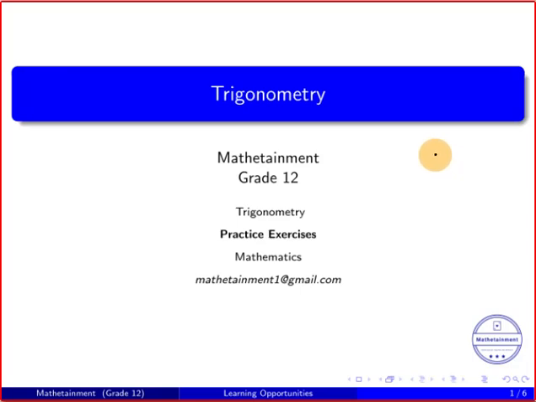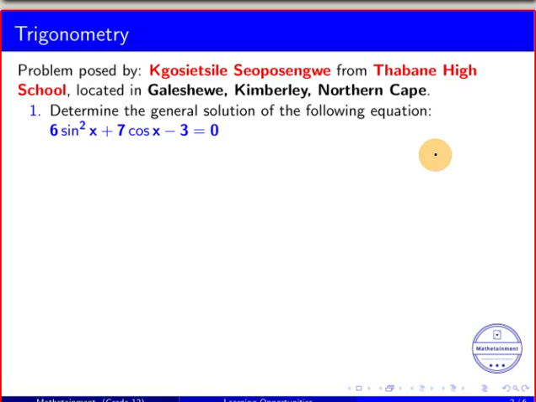The question we are going to look at today is a very interesting question on trigonometry. The question was posed by Kgosietsile Seoposengwe from Thabane High School, located in Galeshewe, Kimberley, Northern Cape. The question wants us to determine the general solution of the following equation. 6 sine squared x plus 7 cos x minus 3 equal to 0.